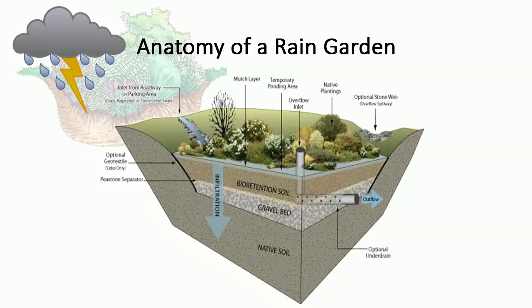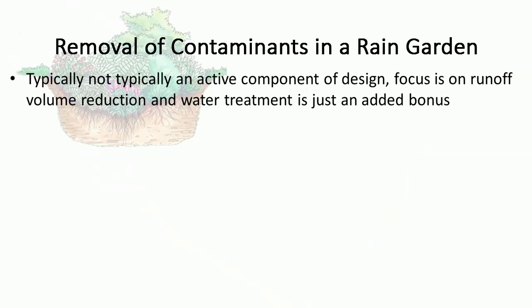Finally, native plants are arranged depending on water requirements. More water-tolerant plants are placed at lower elevations, where ponding is more likely to occur. Plants also help remove water from the garden by uptake from the soil, then subsequent transpiration of water vapor back into the atmosphere. Contaminant removal from stormwater runoff is generally not an active rain garden design consideration, especially for small-scale gardens. The focus is mostly on reduction of runoff volumes within urban areas, and treatment is just an added bonus.